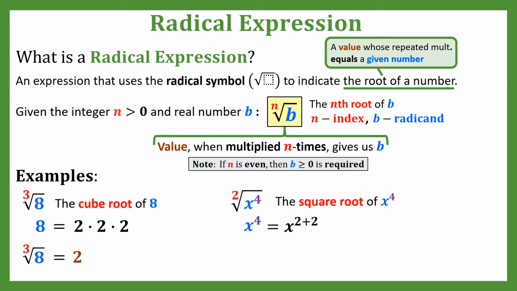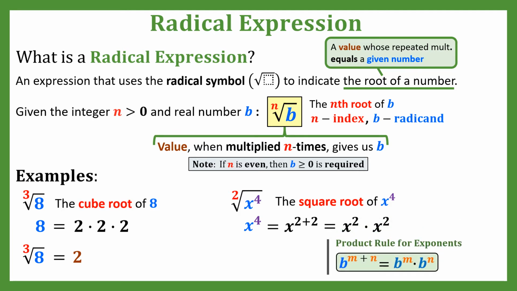This equals x raised to the power of 2 plus 2, which can be factored as x squared times x squared. Note, this expression is obtained using the product rule for exponents. If you're unfamiliar with this rule, please review the video titled The Product Rule for Exponents. And so, x squared, when multiplied 2 times, gives us x to the 4th power, which means the square root of x to the 4th power equals x squared.